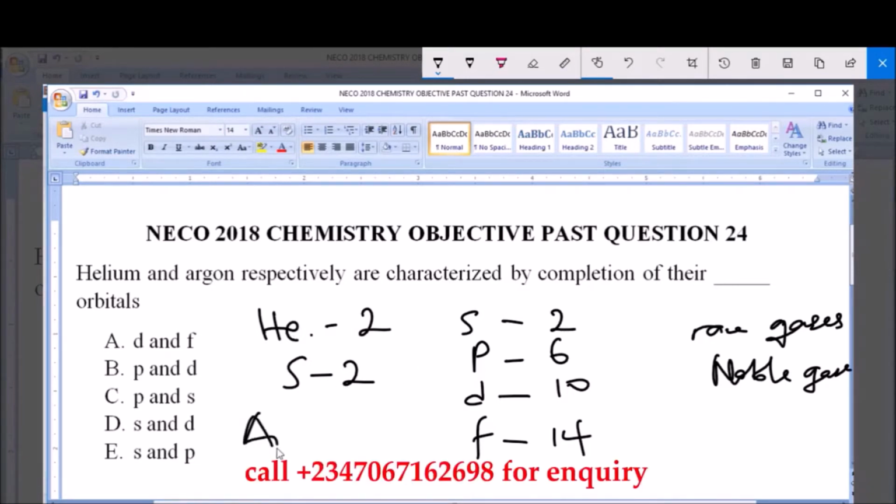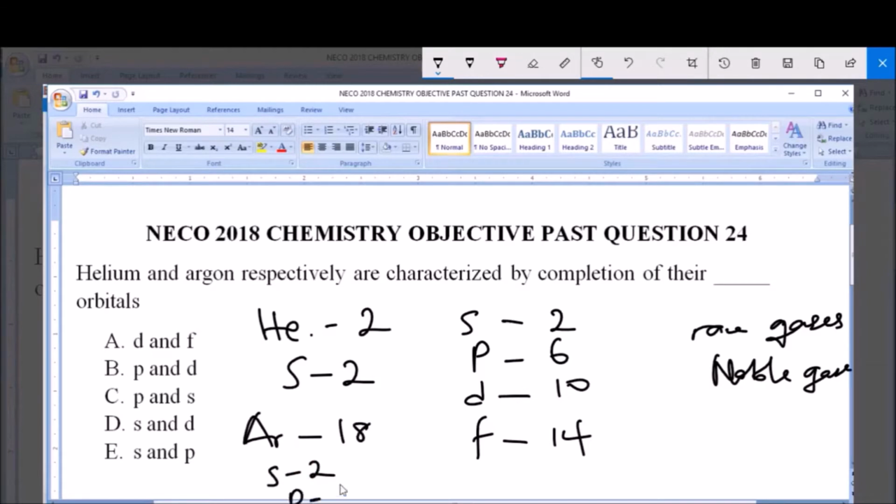Now, argon has atomic number 18, and so its s orbital is complete with 2, its p orbital is complete with 6, and its d orbital is also complete with 10, making it 18. So therefore helium has a complete s orbital, which is the outermost orbital, and argon has a complete d orbital, which is the outermost orbital. So therefore making them noble or rare gases, because they have their complete octet structure. And so we say for helium the s is complete, and for argon the d is complete.